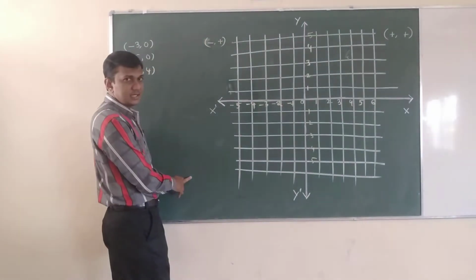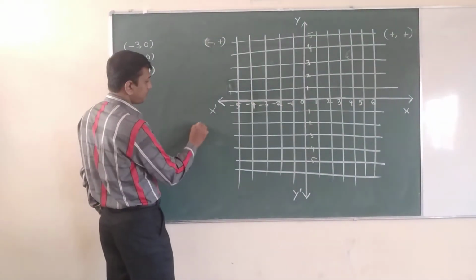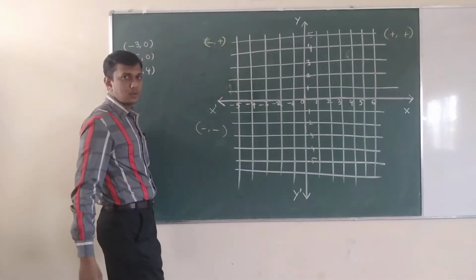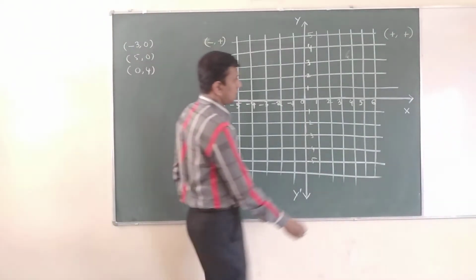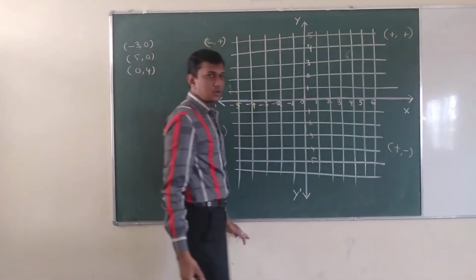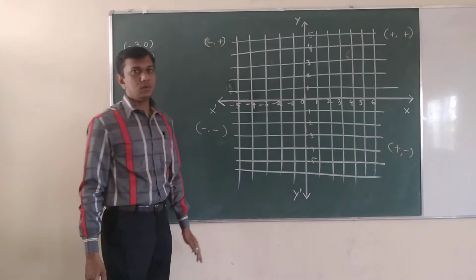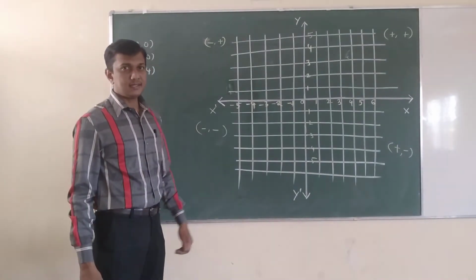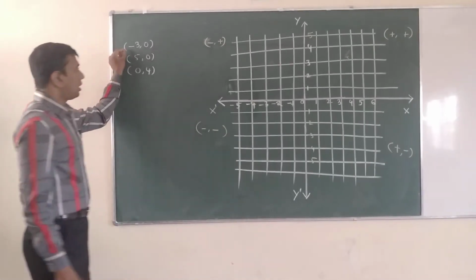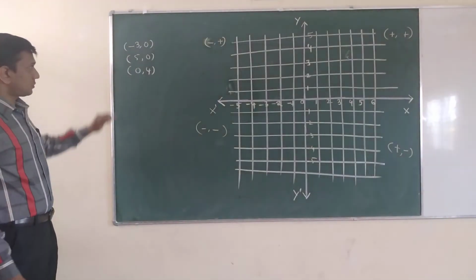In the third region, this third quadrant, both are negative. Here, the x coordinate, that is the abscissa, is positive and the y coordinate is negative. So, let us plot these points on the graph.